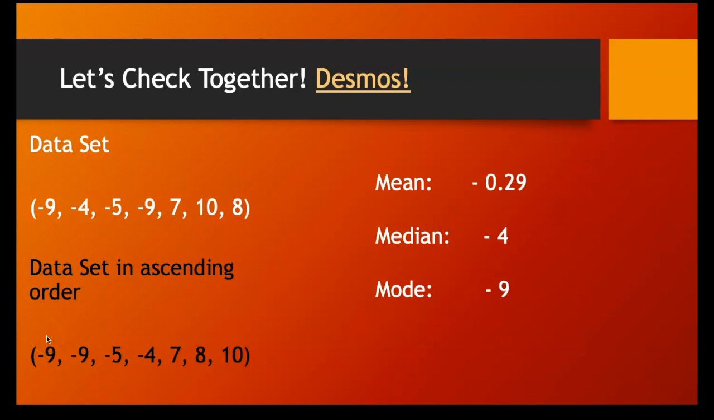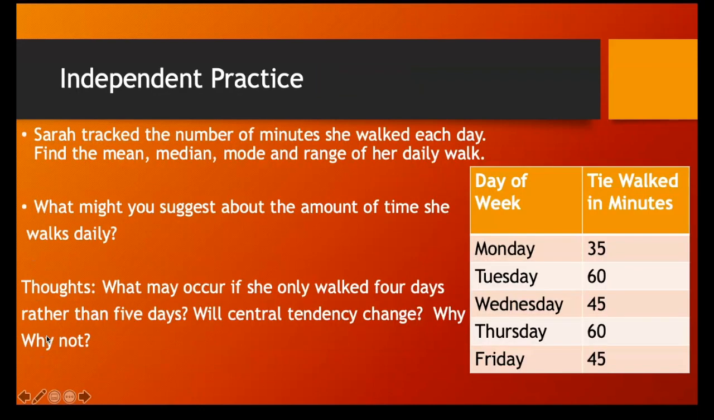Great job, guys. This is what you're going to do, your independent practice. Sarah tracked the number of minutes she walked each day. Find the mean, the median, mode, and the range of her daily walk. Okay, so you're going to find them all. What might you suggest about the amount of time she walks daily? What do you think?